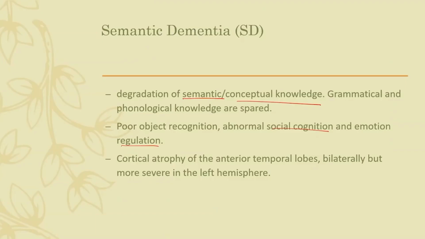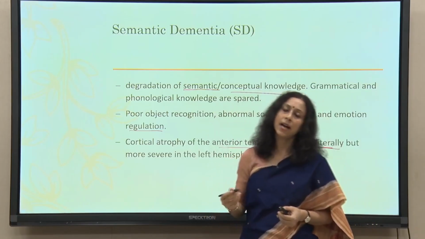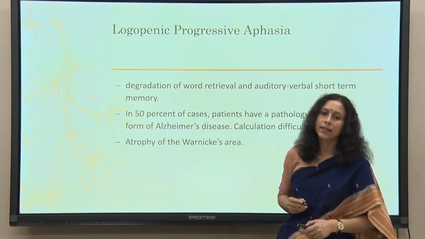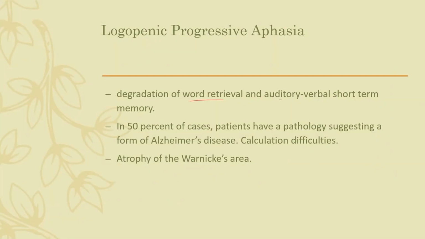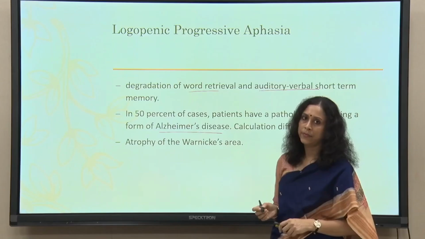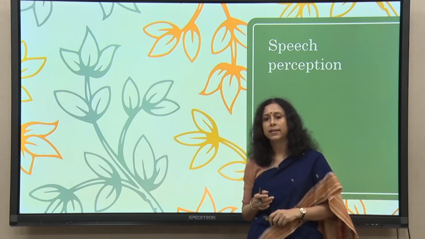Again, the neural substrate will be the anterior temporal lobes, typically bilaterally, meaning both the hemispheres get affected, but of course, the severity is higher in the left hemisphere. Then we have logopenic progressive aphasia. This is a degradation of word retrieval and auditory verbal short term memory. They also often co-occur with Alzheimer's disease, and there are calculation difficulties also. This is found co-occurring with the degradation of Wernicke's area.